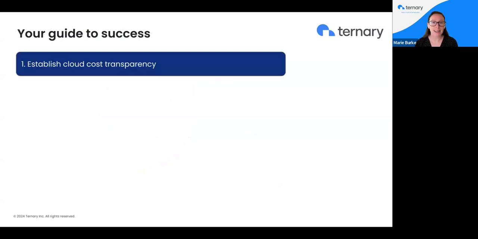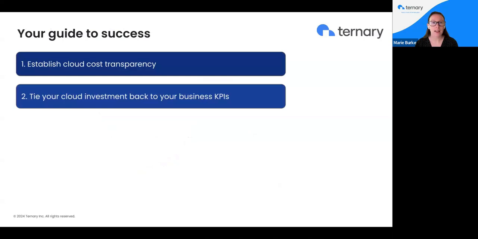So, our 5-step guide to success, why we're here today. Hayden's going to kick us off with establishing cloud cost transparency. So, again, tying back to the inform phase of the FinOps lifecycle, he'll go over different dashboarding and reporting capabilities for both partners as well as customers. Next, tying your cloud investment back to business KPIs. This is really aligned with unit economics as a key capability within the FinOps framework. So Hayden's going to dive into how Ternary helps you with your unit economics approach.